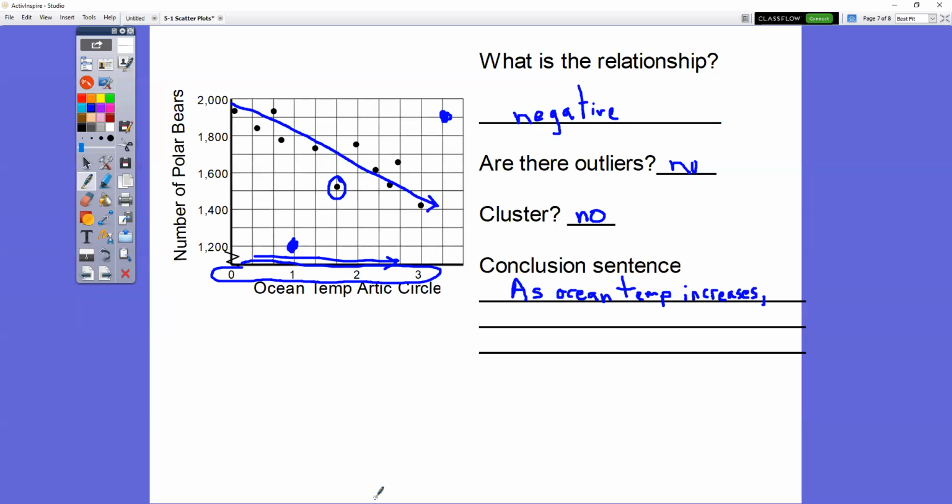as the ocean temperature goes up or increases, what is happening to the number of polar bears? So as we go to the right on our graph, what is happening to the number of polar bears? Well, the number of polar bears are going down. So the number of polar bears is decreasing. So as the ocean temperature increases, the number of polar bears decrease because our graph is going down.